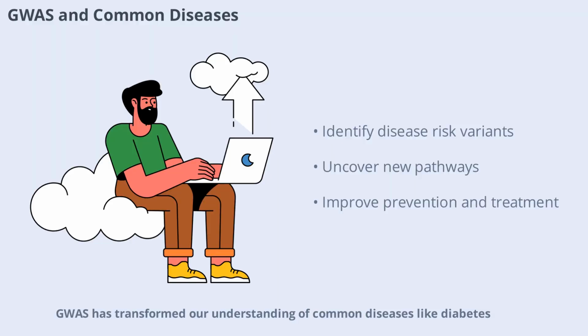GWAS has transformed our understanding of common diseases like diabetes, heart disease, and cancer. By identifying genetic variants that increase or decrease disease risk, researchers can uncover new biological pathways and potential drug targets. These discoveries pave the way for better prevention, diagnosis, and treatment options for millions of people worldwide.